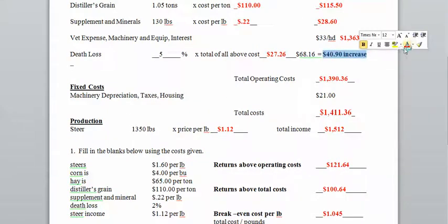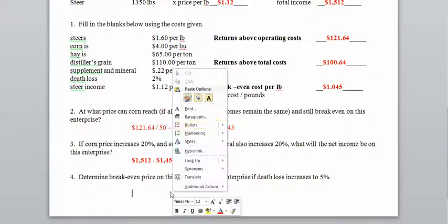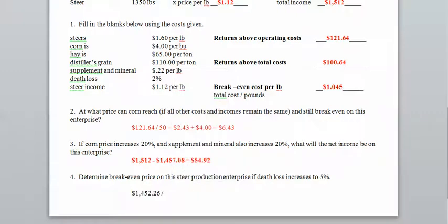So again, what's our break-even price if the death loss increases? So here's what we do: we just take that $40.90 and add that to our price. So now we have a new total cost after we added the new death loss of $1,452.26. And we still divide that by the pounds of steer, and that equals now our cost of production is $1.08.